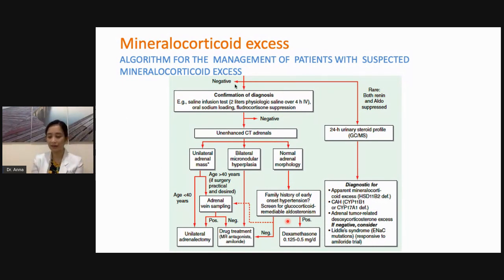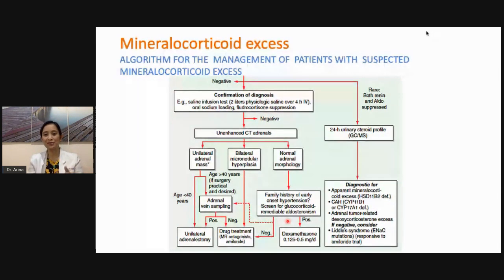So how do we do confirmatory testing? Usually we do a saline infusion test. What happens if we do your saline infusion test? You expand the extracellular volume, you increase renal perfusion pressure. Remember your renin-angiotensin-aldosterone system, no? It will suppress your renin. Now, if you suppress your renin, then you will now expect a low aldosterone.